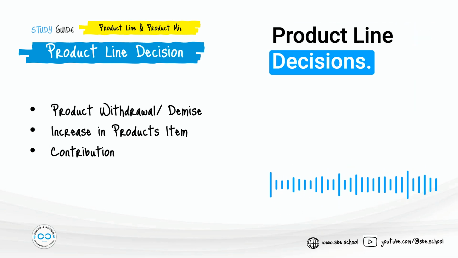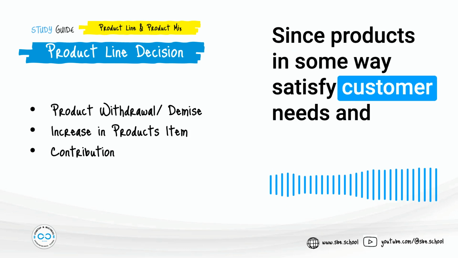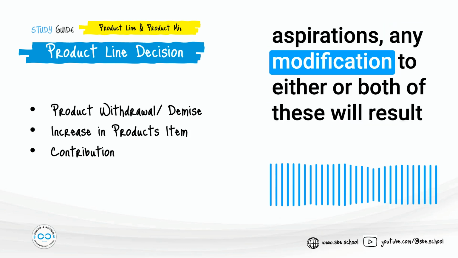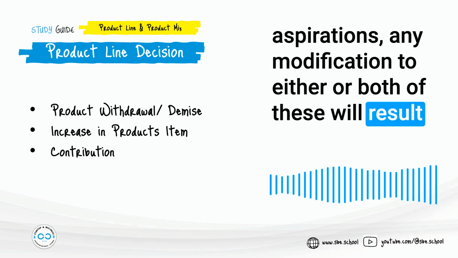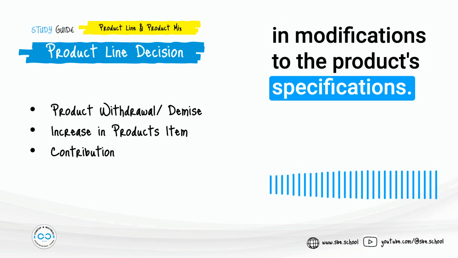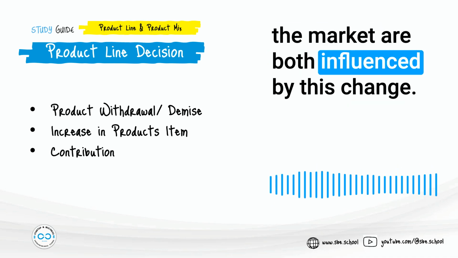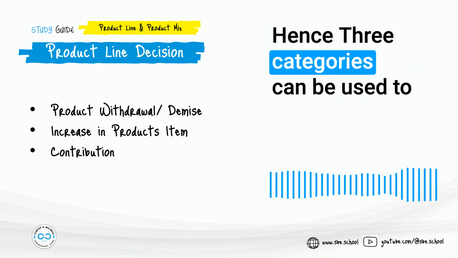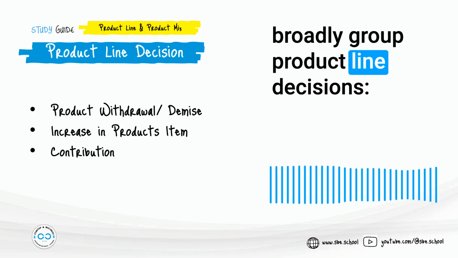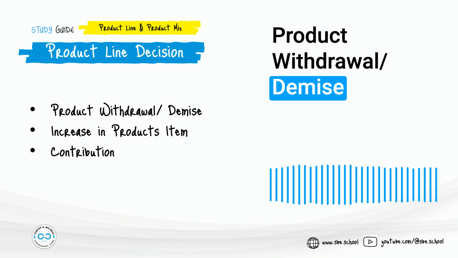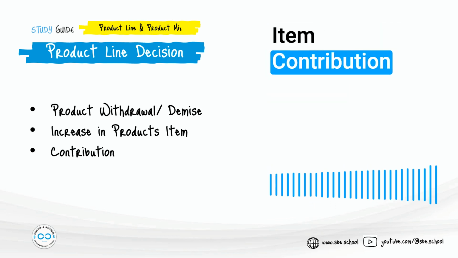Product line decisions. Since products in some way satisfy customer needs and aspirations, any modification to either or both of these will result in modifications to the product specifications. The introduction of new products and their removal from the market are both influenced by this change. Hence, three categories can be used to broadly group product line decisions: product withdrawal, demise, increase in products, item contribution.